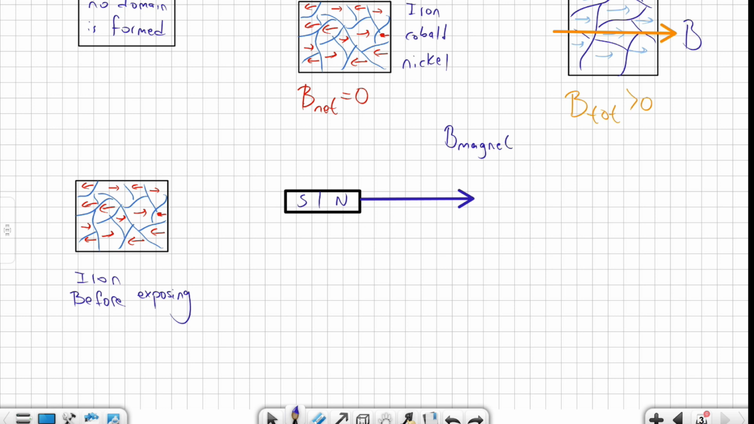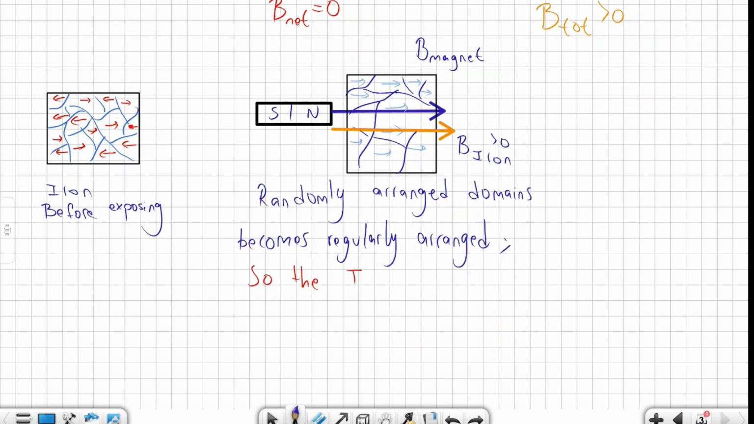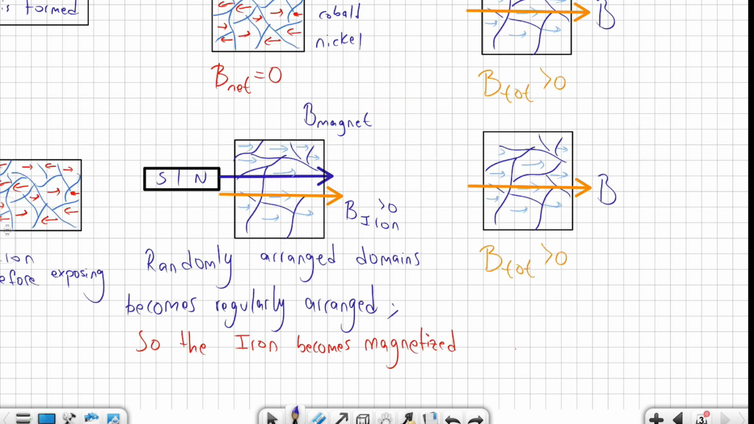As we insert this iron inside this field, it will realign all of the randomly oriented magnetic domains. The iron becomes magnetized. The magnetic field of the iron will be greater than zero. The randomly arranged domains become regularly arranged and the iron becomes magnetized. After removing this, would the iron go back to being non-magnetic right away? Of course not. The iron will retain some of its magnetization for some time.